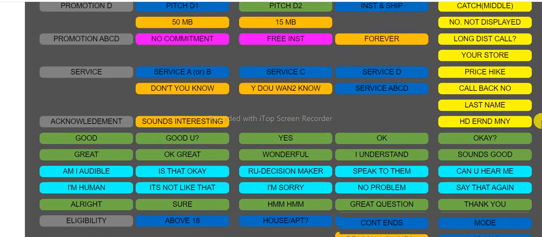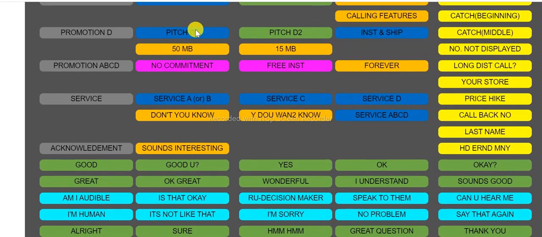After clicking pitch D1, if the customer is asking something related to the speed, you have to click 50 Mbps, which is down here. And pitch D2 is a different internet offer. Only if the customer is not okay with D1 do you move to pitch D2. If the customer says, I'm using very little internet, so I need just less than 50 Mbps, then after acknowledging, you can go for pitch D2, which talks about the 15 Mbps speed. Fine.